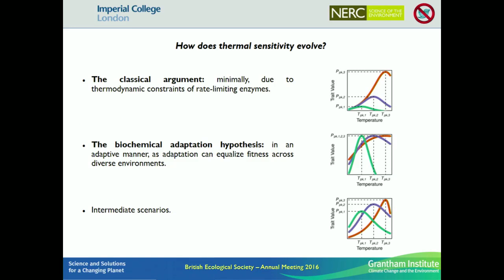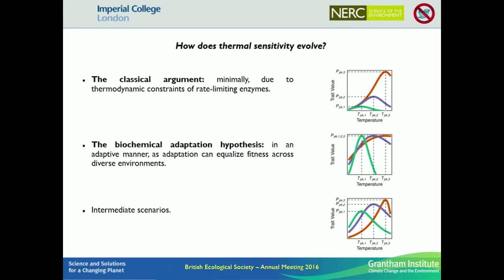Right, so the million-dollar question is how thermal sensitivity evolves. The classical argument in the literature, the argument of the metabolic theory of ecology, is that thermal sensitivity is very constrained by the underlying enzymes, and therefore any evolution is minimal and purely random.